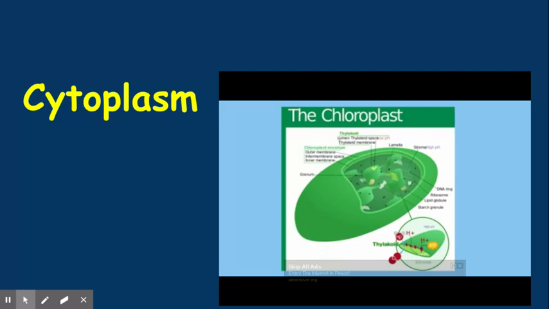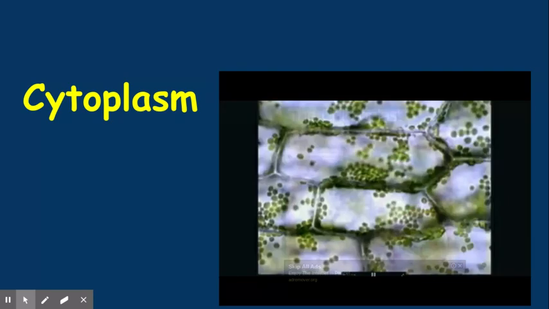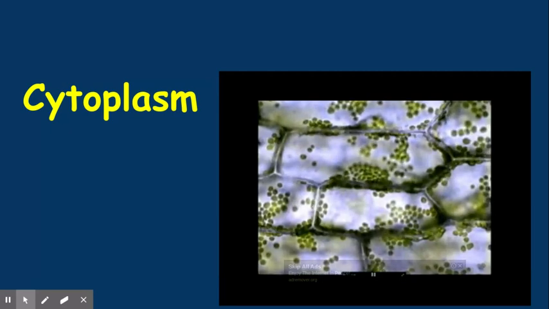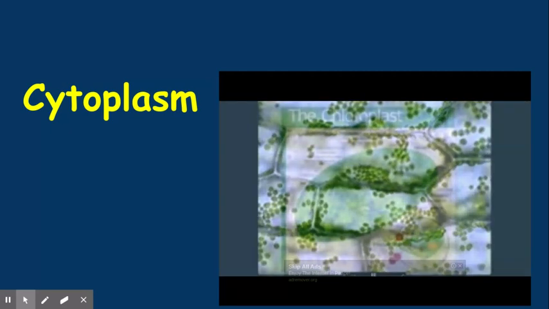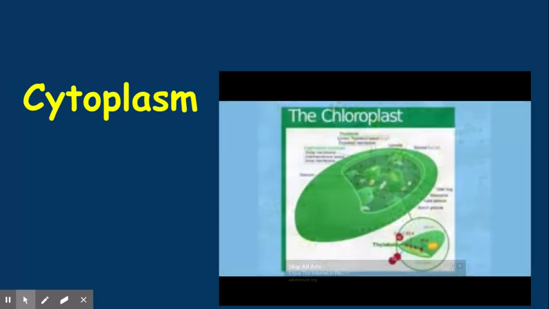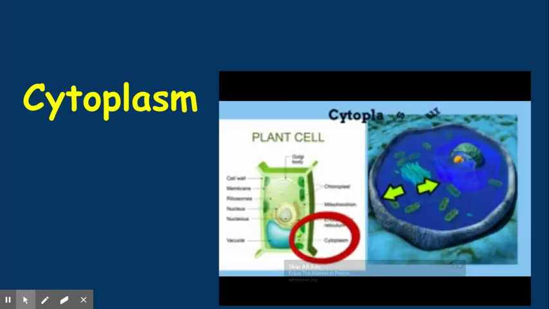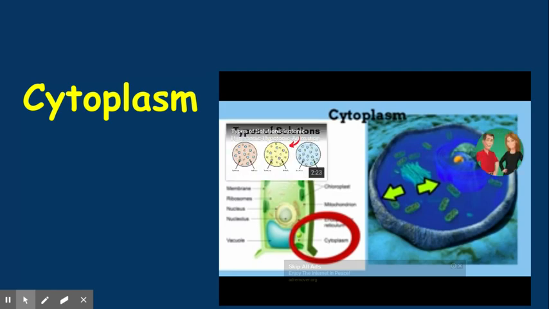Notice how the chloroplasts move in the euglena cells. In summary, the cytoplasm is a clear, jelly-like substance found in cells that contains nutrients and salts and helps give the cell its shape and helps the cell move materials about.